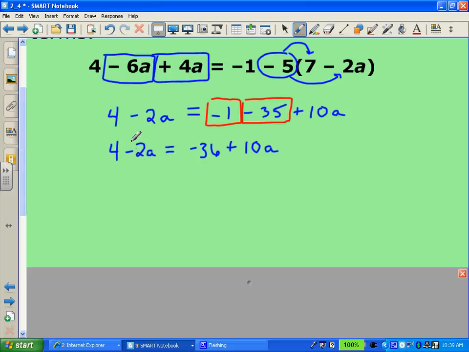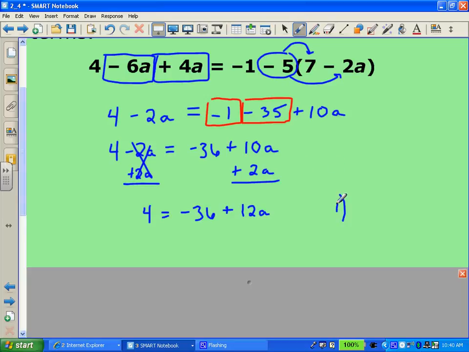If you'll remember, the first thing we have to do is get the variables together. So I'm going to move this 2a over with the 10a. Well, it's a minus 2a, so I need to add 2a to do that. So this is going to cancel. I get 4 equals negative 36 plus 12a.